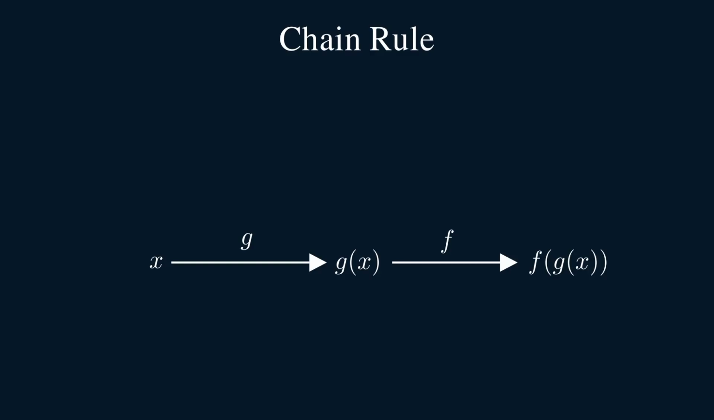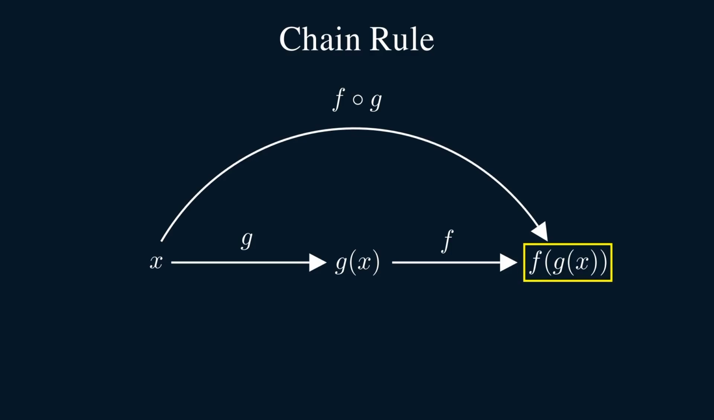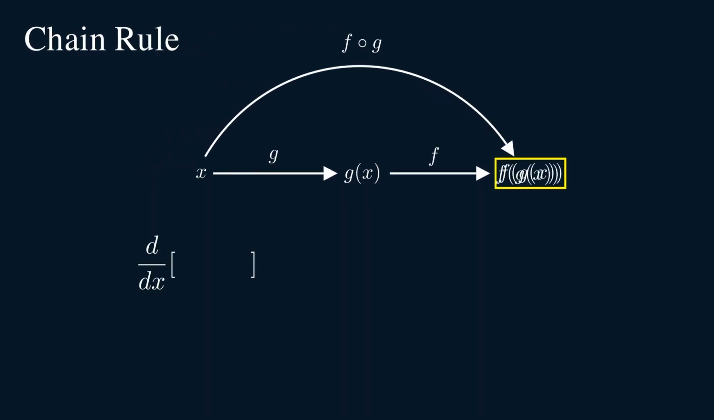The chain rule is used to find the derivatives of composite functions. Given two functions, g and f, f composed with g at x is defined by f of g of x. The derivative of f of g of x, of course, depends on the derivatives of both g and f. In fact, it is the product of their derivatives, evaluated at the corresponding inputs.